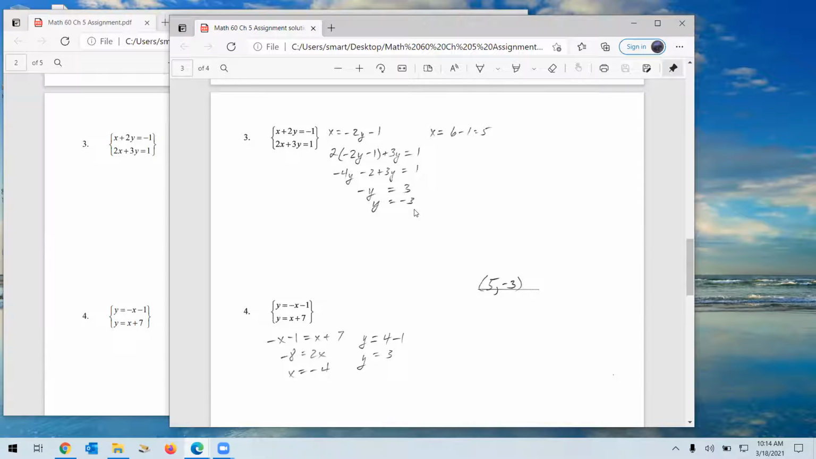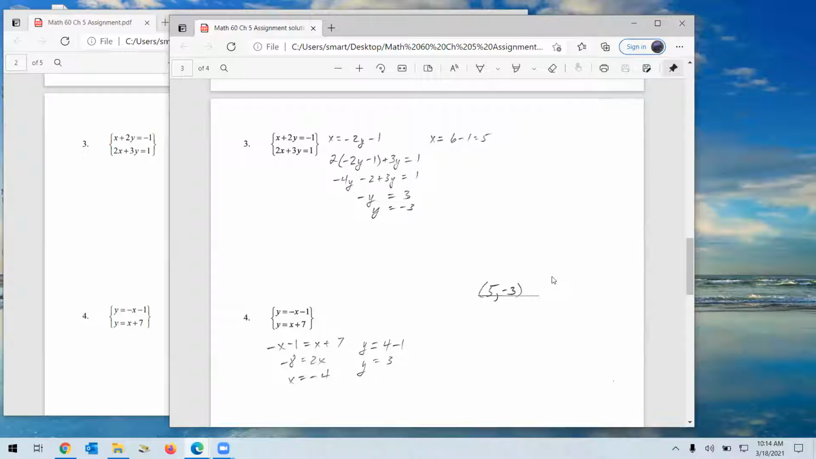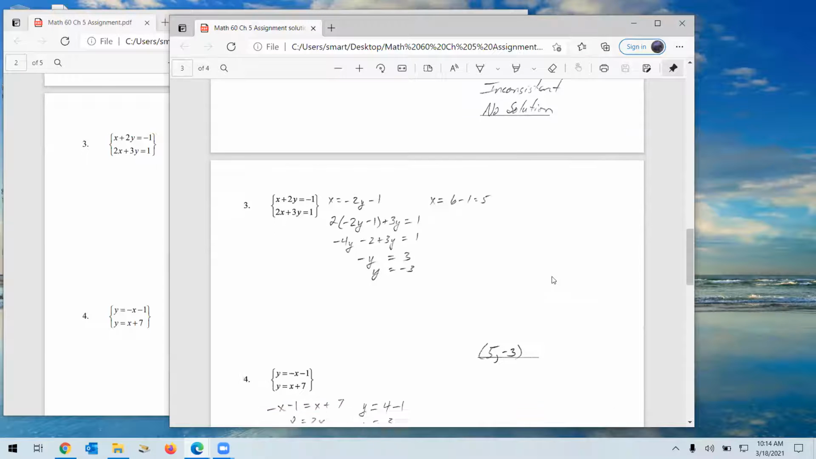I needed to find then the x value. Again, I chose to use this one that I solved for x. I did this work in my head, I'm sorry. Negative 2 times negative 3 got me positive 6, right? So 6 minus 1, I got an x value of 5. Write your ordered pair in the right order. 5, negative 3. Oh, don't peek at that next one. Ha ha ha. Okay, 5, negative 3.